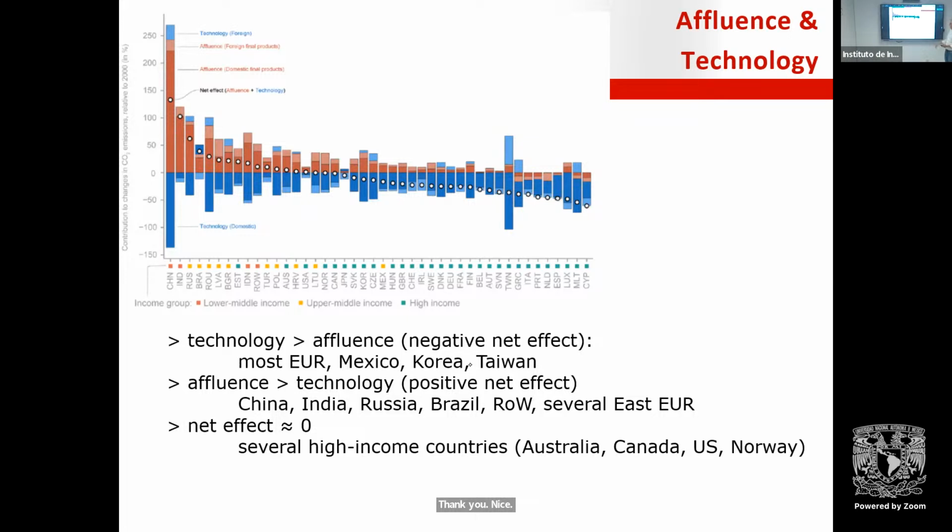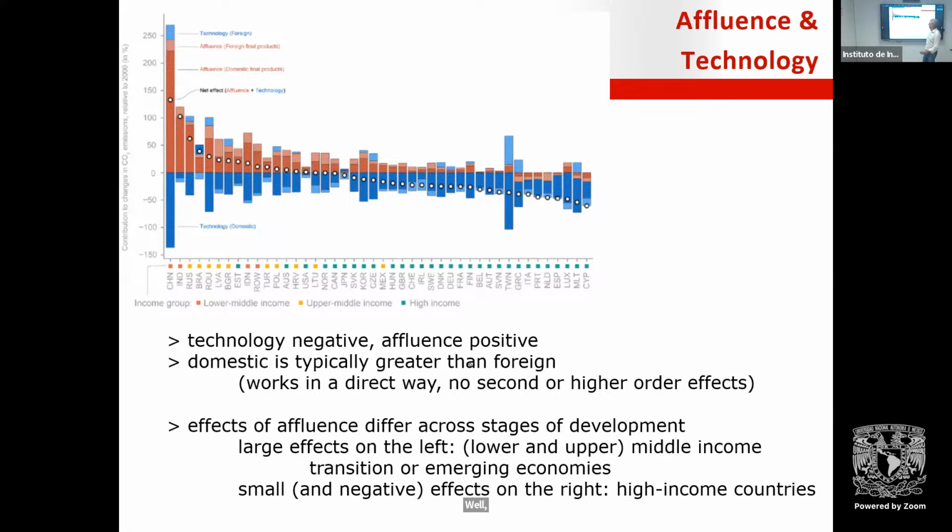Well, and in between there are some countries that have a net effect of 0. The technology effect is in general negative. The affluence effect is in general positive. But also observe that the domestic effect is typically much greater than the foreign. So because the effect works mathematically in a direct way and there are no second higher order.